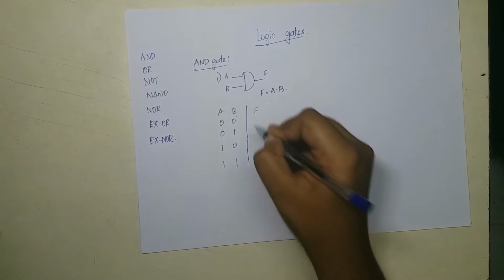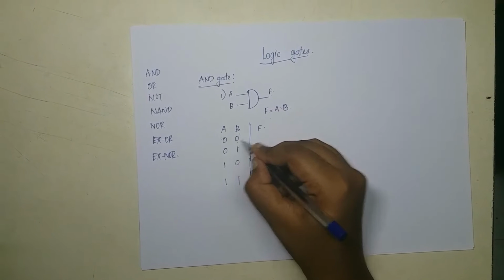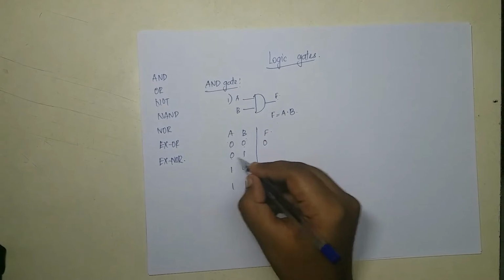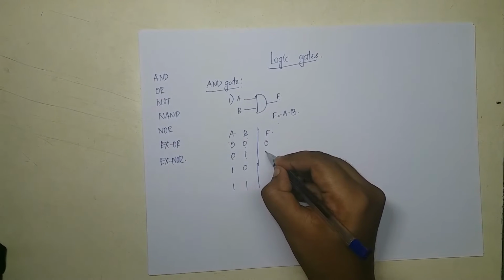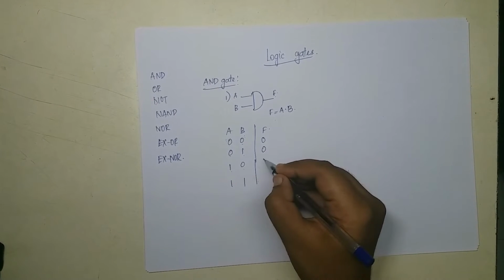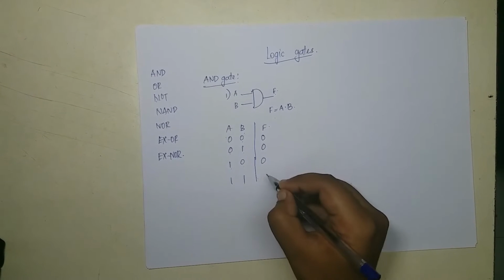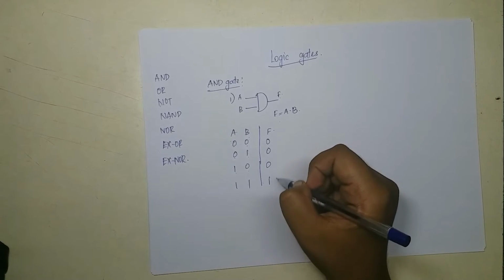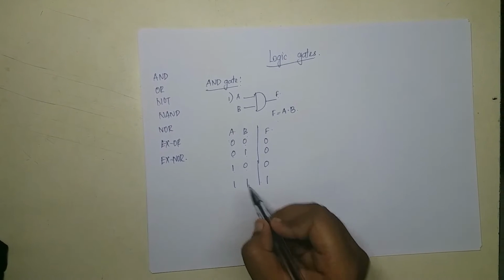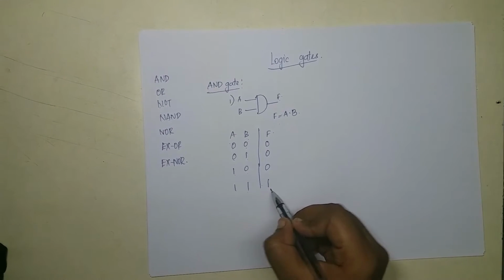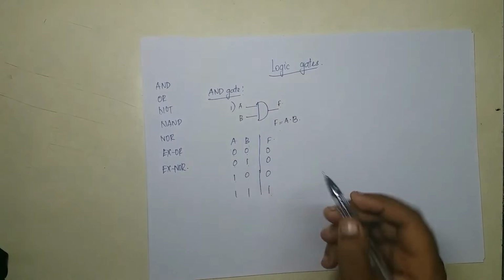The output will be, if it is 0, 0, the output will be 0. If it is 0, 1, the output will be 0. If it is 1, 0, the output will be 0. If it is 1, 1, the output will be 1. If we see here, if both the inputs are 1, the output is 1 in the case of AND gate.